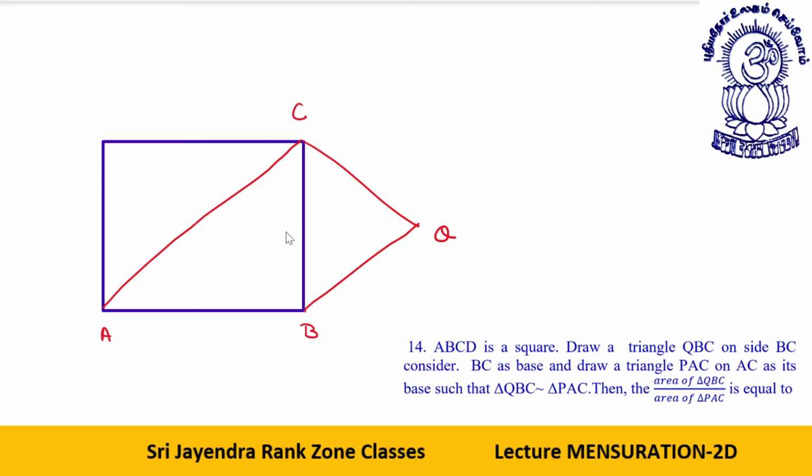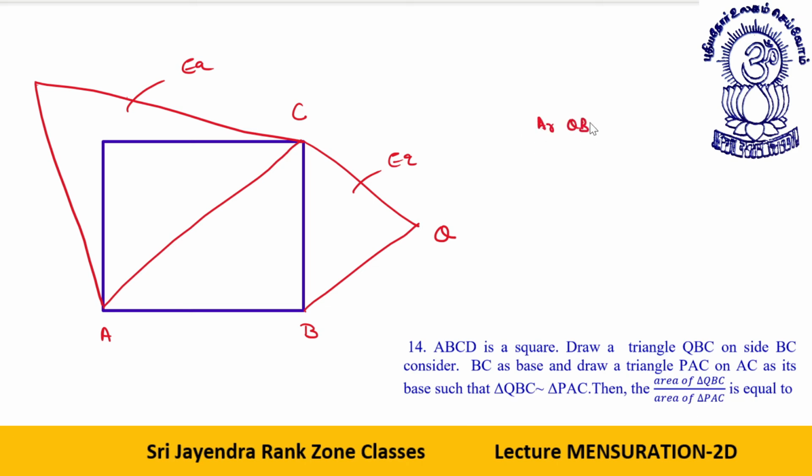I say these are equilateral triangles. These are similar triangles. I consider both of them as equilateral triangles. So this will be like an equilateral triangle like this. Let's say this is equilateral. Area of QBC upon area of PAC.